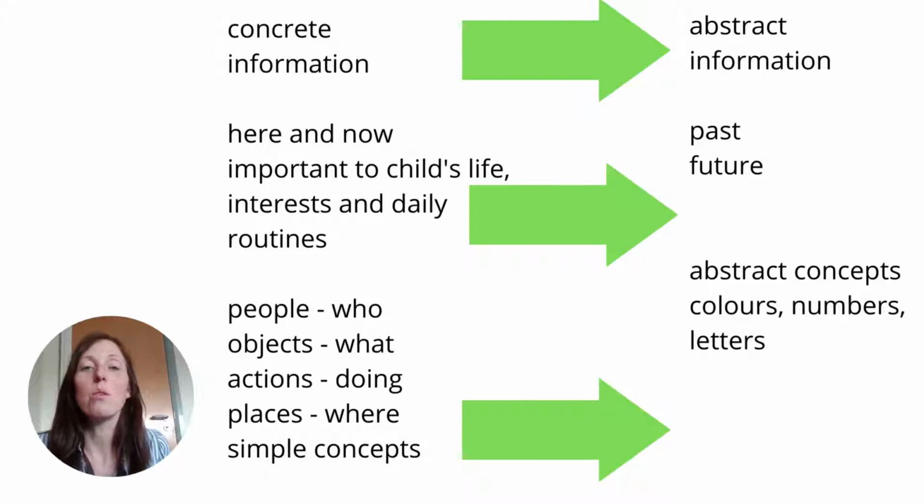As children grow as well, they can start to understand things that are happening out with the here and now. So they might start to be able to understand you when you talk about things in the past or things in the future. They'll also start to be able to learn more abstract concepts, as I've said, and that can include colours, numbers and letters. These are the things that will come much later once the child's already developed up a really good understanding of the vocabulary on the first side there.